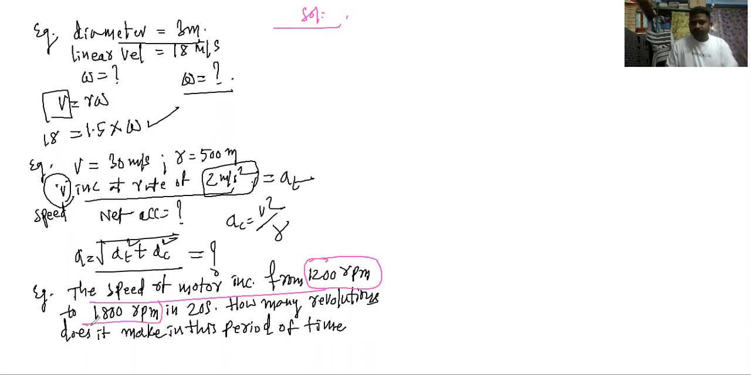Rotations per minute. We don't have any quantity related to rotations. We have radians, radian per second square. We don't have rotations per minute. In 20 seconds. Okay. So they're given delta t or t, which is 20 seconds.